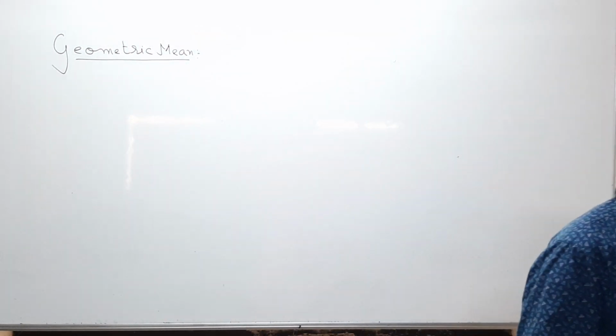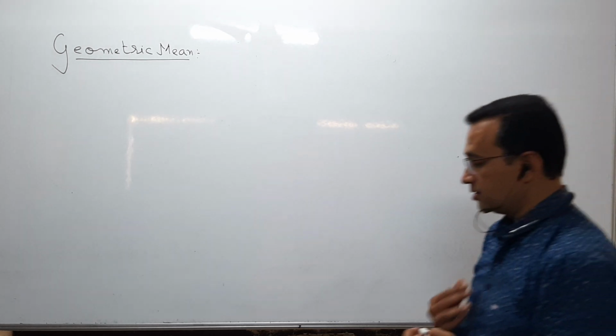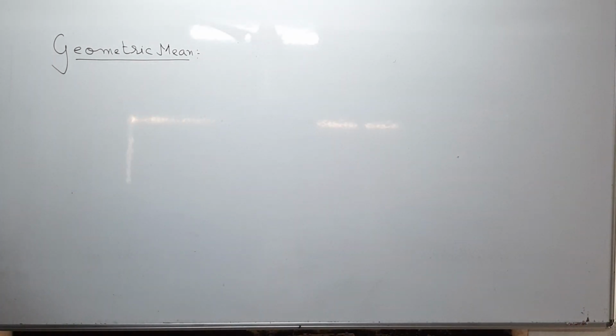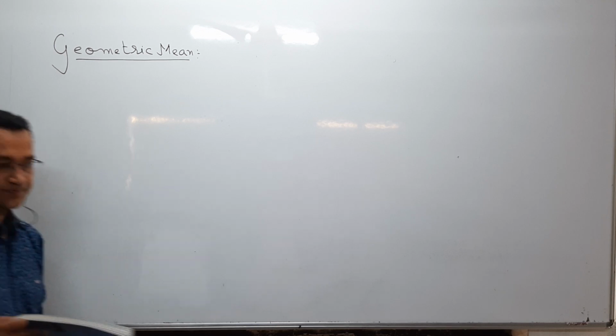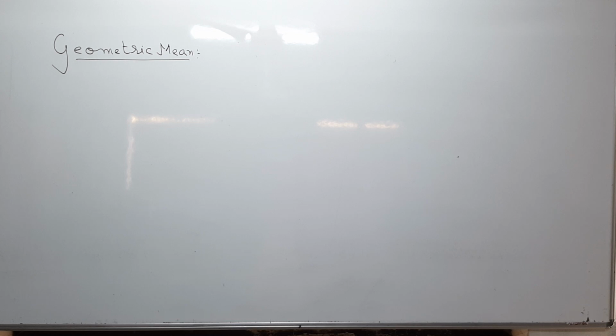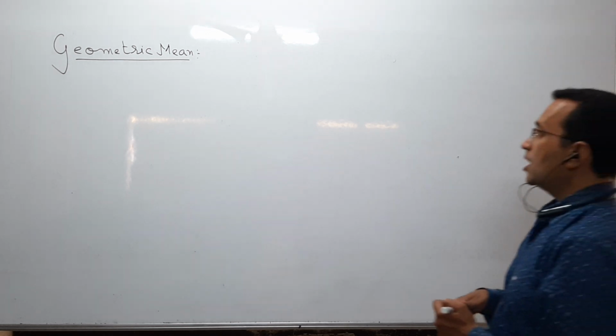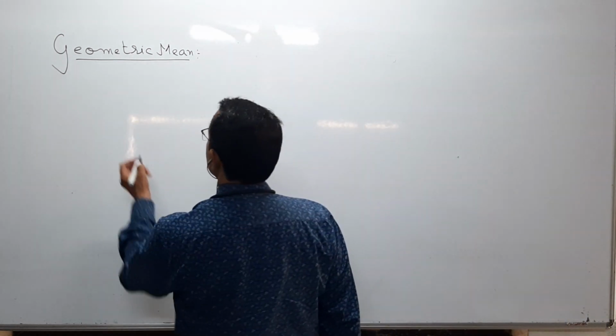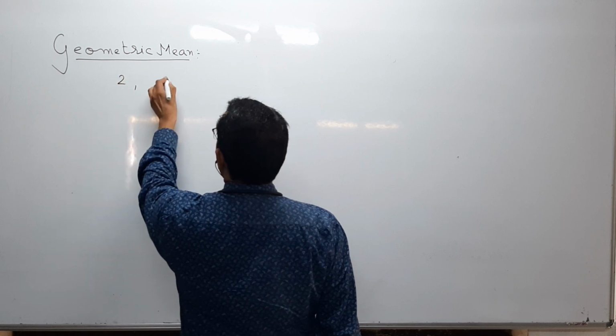Now, students, let us understand this definition with the help of an example. Studying the definition with the help of an example will easily help you to understand the concept behind the geometric mean. Trust me, it is very simple, and students, it is very easy. Now, I have given two numbers. Suppose, students, I have 2 and 8.